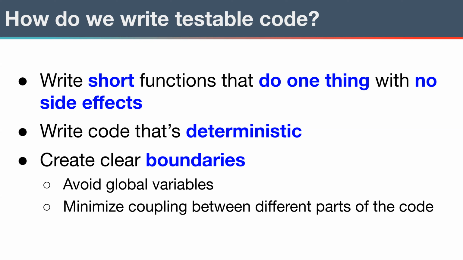It's also important to minimize the coupling between different parts of the code. If you have code that ends up being really tangled up, where the connections between different parts end up looking like spaghetti, that makes it a lot harder to test. That's especially true for legacy code.